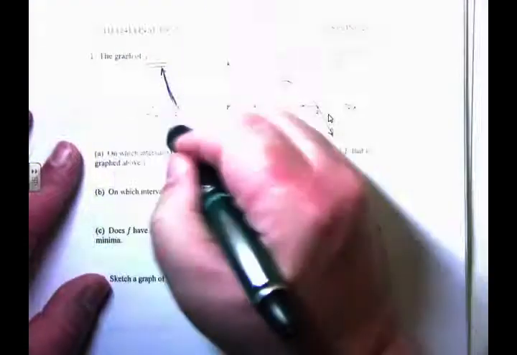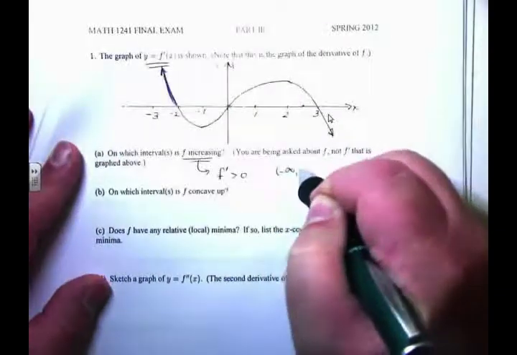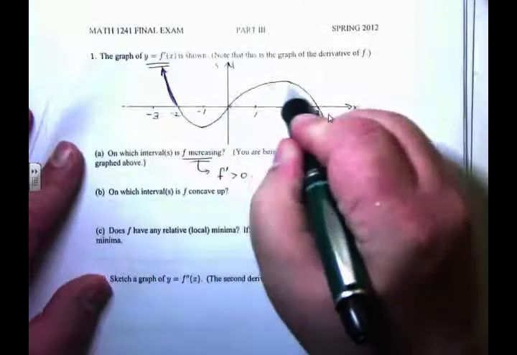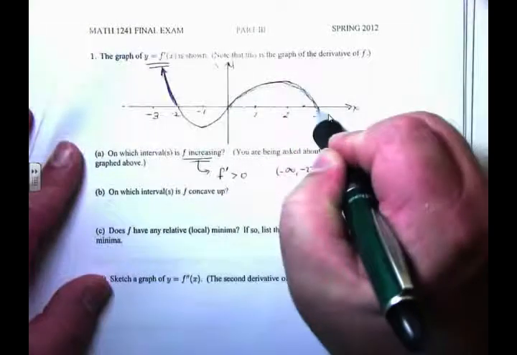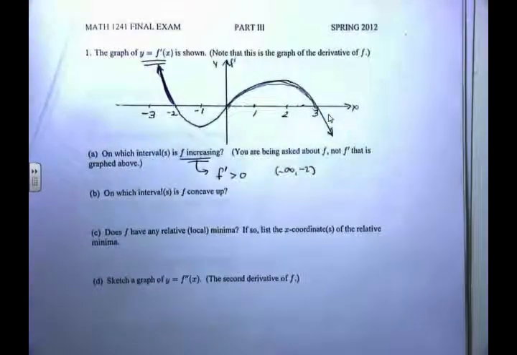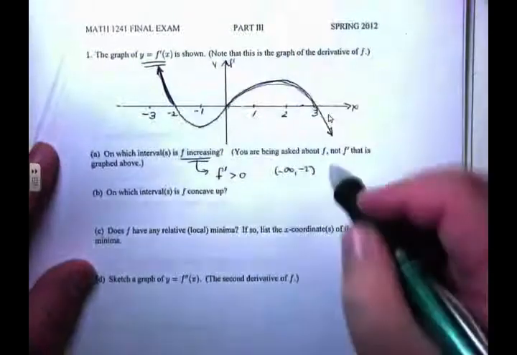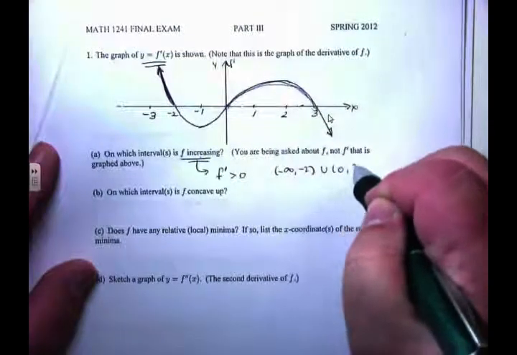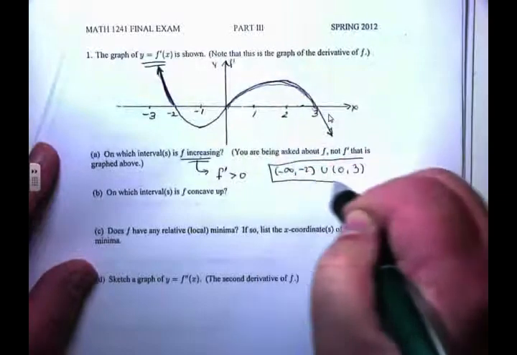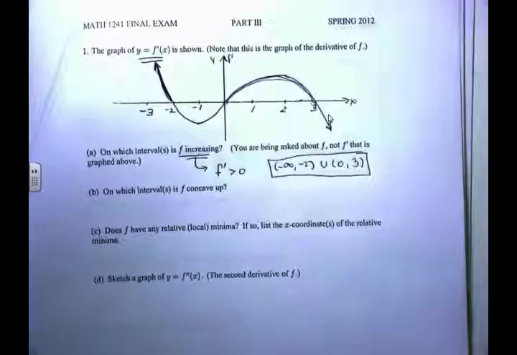It is on this interval, which is from negative infinity to negative 2. It is also in this interval in here. It is above the x-axis, a.k.a. the derivative is greater than 0, between 0 and 3. And there's my answer. On a lot of these problems, here's the deal. The only work I have to show is writing down the answers, because it's your interpretation of the graph. So when we were grading this, there wasn't much partial credit to be handed out. You either knew it or you didn't know it.